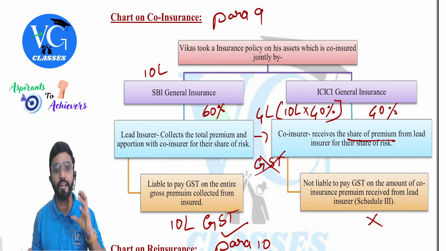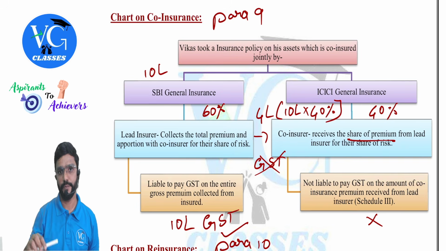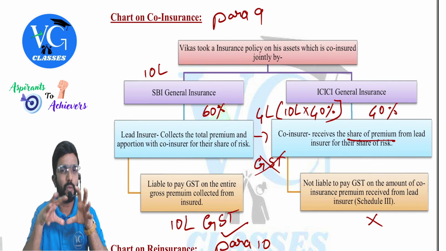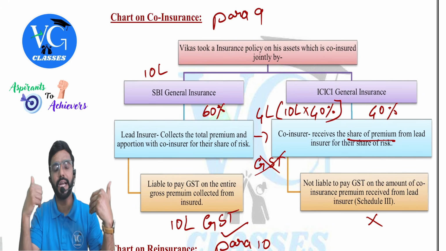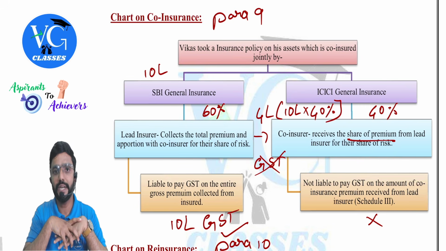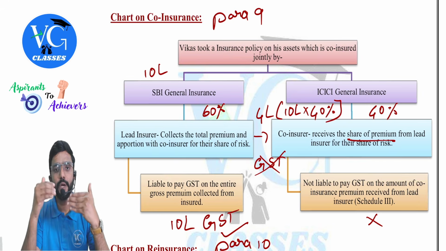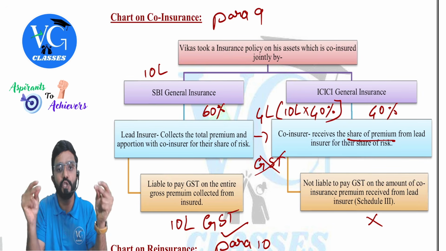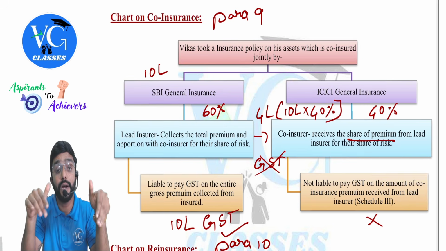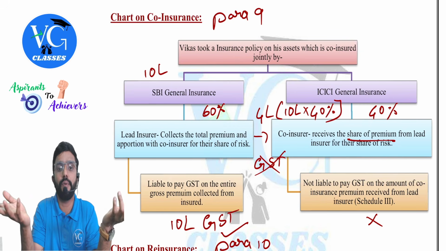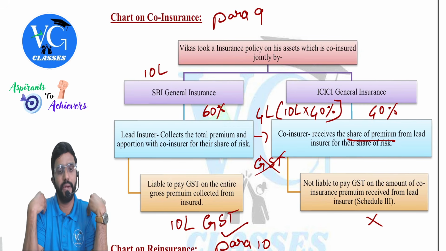So please be careful with the wordings they are using. Clear? I will just clarify, you might get a doubt now. Sir, what is the difference between co-insurance and reinsurance? Let's see, the main difference is like this. Co-insurance is like I went and approached both the insurance companies to jointly take the policy under both of them. So both of them are jointly accepting the policy from me.